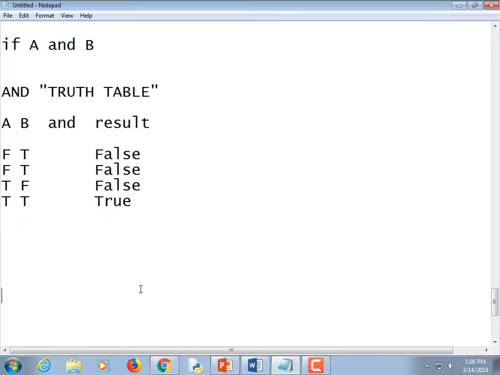There's another one for or. If you're doing or logic, if I'm sick or I'm tired, only one of them has to be true for the result to be true. So here's the or truth table.